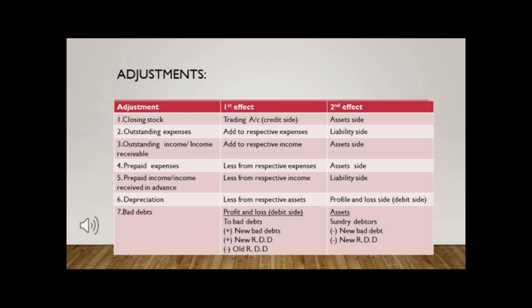Now both new bad debt and new RDD that we have subtracted from sundry debtor, we are going to add the same into here bad debts. Now students, just see here P&L debit side, two bad debts, below that add new bad debt, add new RDD. So here we are going to add both. Now it is given here less old RDD. This amount we will get from trial balance, and therefore students, make a habit to write two bad debts, add new bad debt, add new RDD and minus old RDD, and subtract it and bring the amount in outer column.